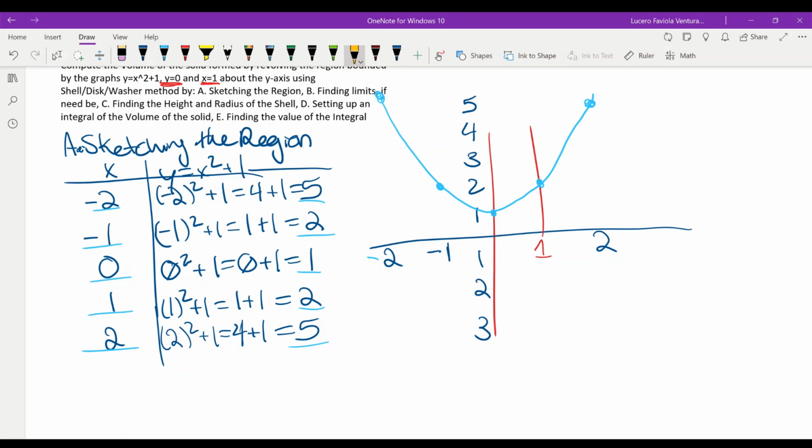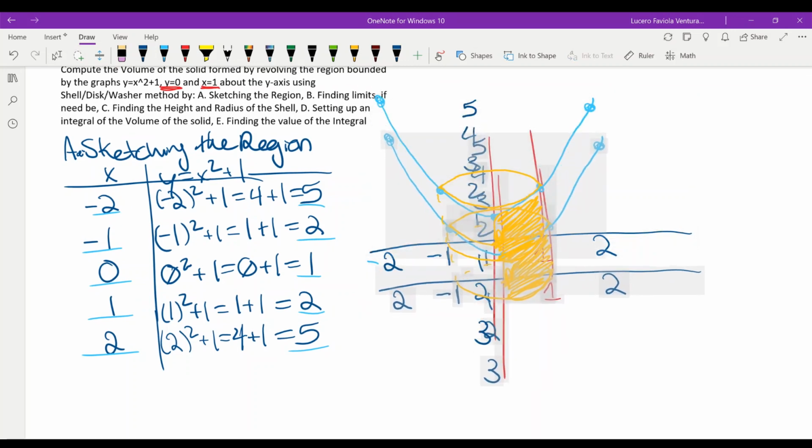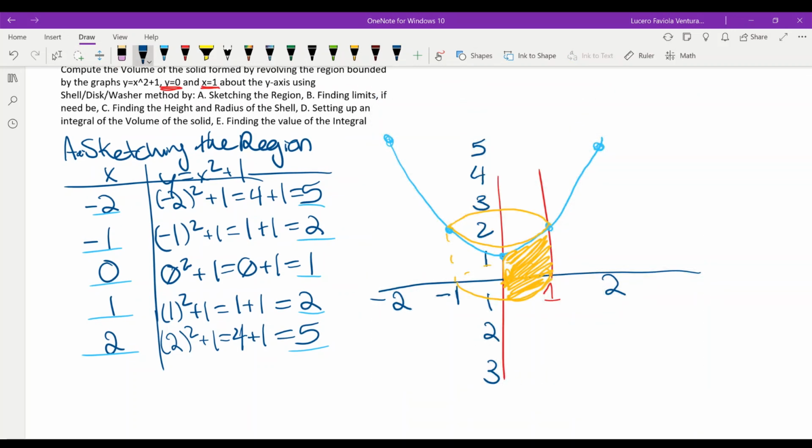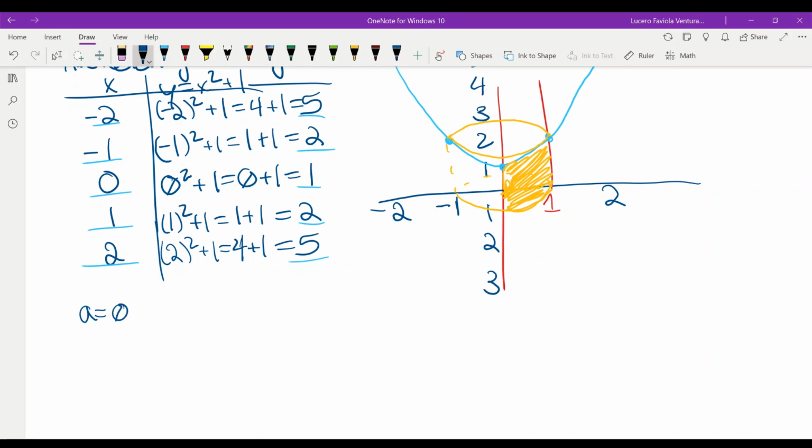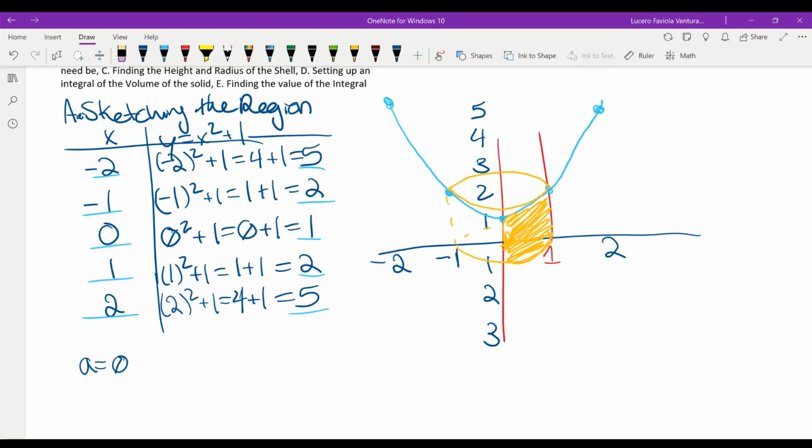Now, if we recall, we're revolving about the y-axis. So then I'm going to revolve it around our graph, like so. And the region we're looking for is this underneath the curve, but revolved around. I'll just move it lower for us. Now that we have our graph, we'll find the limits. Well, the limits are given to us, so A is equal to 0, and B is equal to 1.